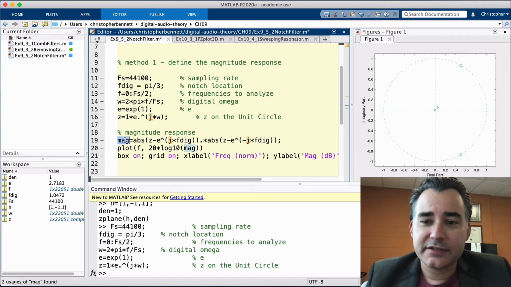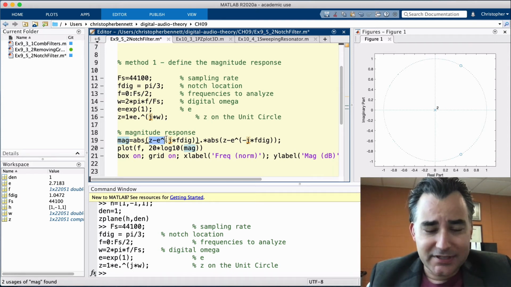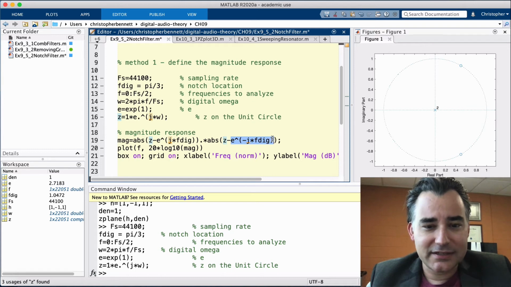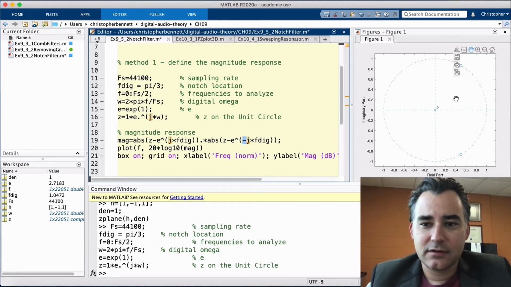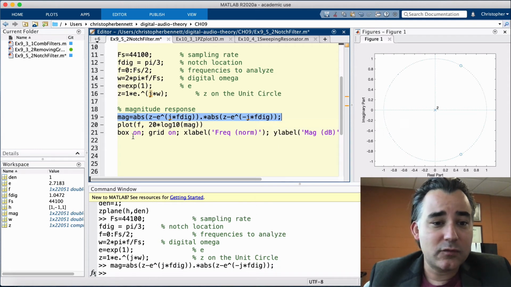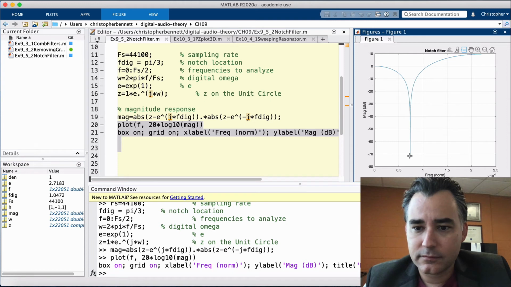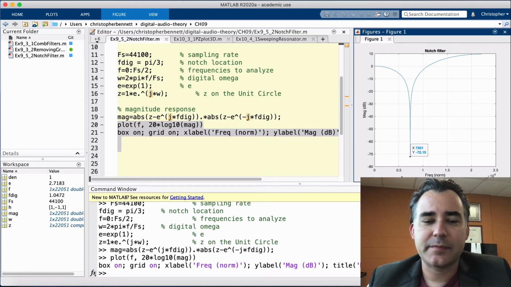Now, this magnitude response that's specific to a notch filter is derived in the textbook, Digital Audio Theory. What this is showing is the difference, look at this. So z, we said, represents the entirety of the unit circle. So we're looking at the distance between the unit circle and the first zero, times the distance between the unit circle and the second zero. Notice that the only difference between the first and the second zero is their phase. So the imaginary portion is equal but opposite. So we can evaluate this entire magnitude, and we can plot it against our frequency vector. And we see a notch right at 7.35 kilohertz, right where we expect it to be.